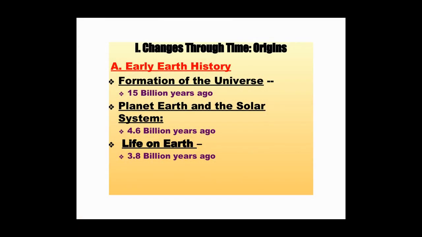So first, a little history on the universe, the Earth, and our solar system. The universe is roughly 15 billion, closer to 14.7 billion years old. Our solar system is young compared to the universe. It's only about 4.6, 4.7 billion years old, the Earth and the solar system. And life on Earth started about 3.8 billion years ago. Modern humans have only been around for about 200,000 years. So compared to the universe and the Earth and even life on Earth, we are a very new species.